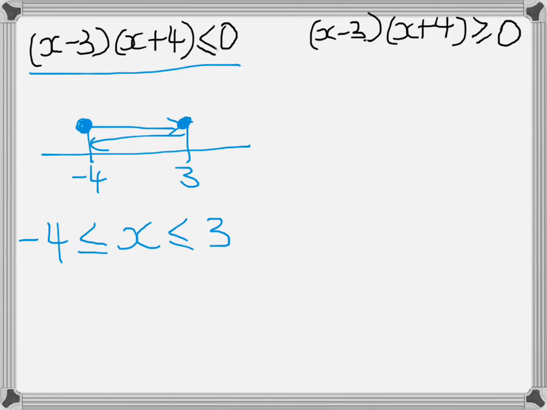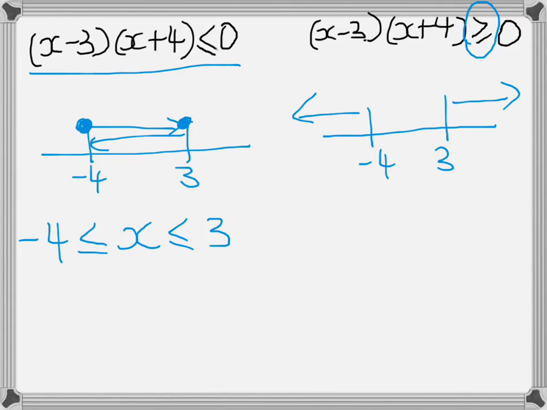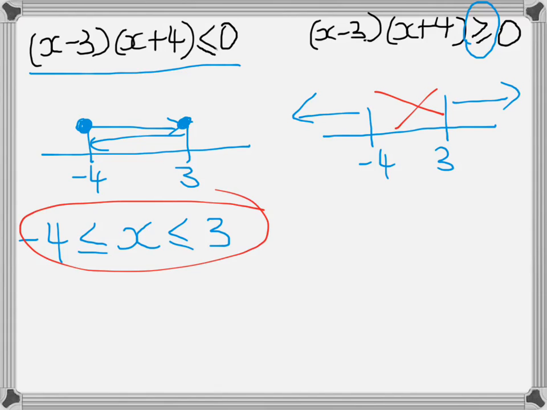But if the symbol is bigger or equal, it is the same number line with -4 and 3, but because the symbol is bigger and equal, you have to make sure you go in this direction. You cannot take the middle. The value for x will not be between -4 and 3.